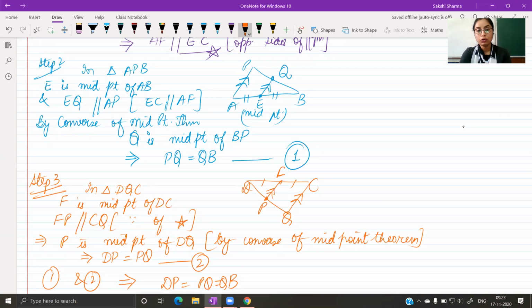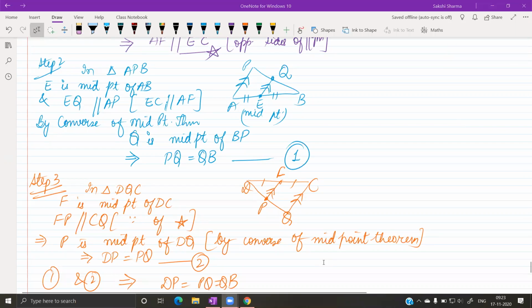If you go back to the to-prove part, this is what we had written. DP, PQ, QB, the three parts of the diagonal BD, they are equal. Any questions here?